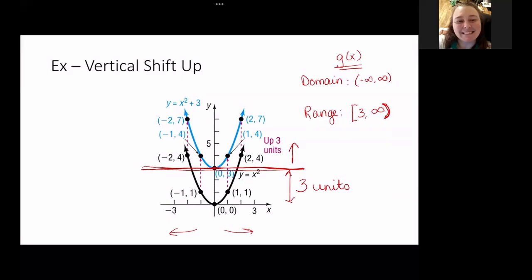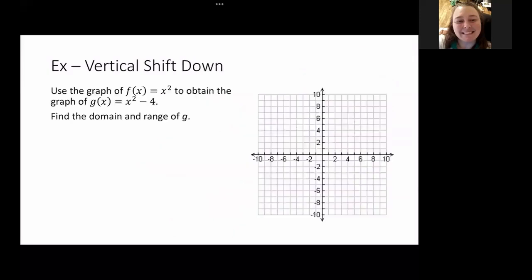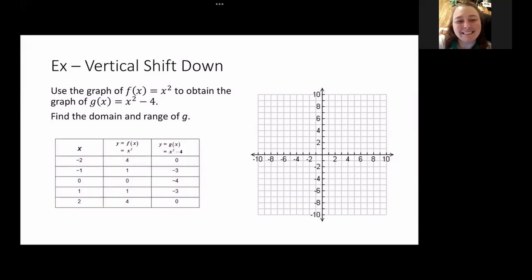Now let's look at the other hand. Let's see if we can make it go down. We're going to do the same thing. We've got an x squared, and here we have x squared minus 4. We did a plus 3 last time, and we're going to do a minus 4 this time. If we make our table of values, our x squared is going to stay the same as what we had before, but this time let's do x squared minus 4. So we've got 4 minus 4 is 0 for that. 1 minus 4, 0 minus 4, 1 minus 4, and 4 minus 4.